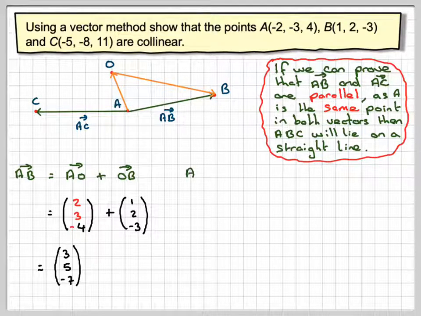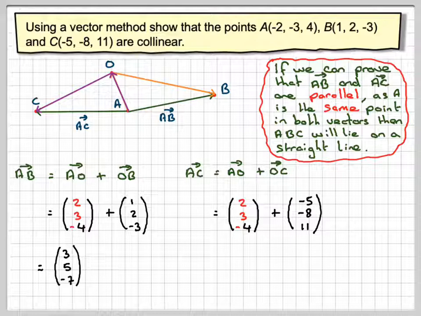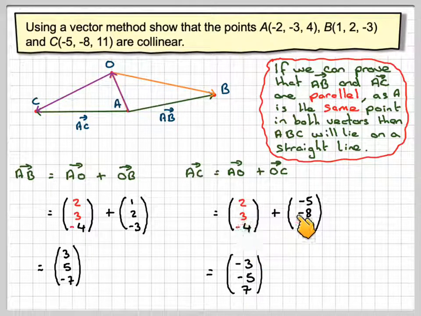And then I've now got to find the vector AC, this vector here, and I'll do that by doing AO, so again against the sign of that one, plus OC. So that will be 2, 3, -4, changing the sign of these, and then going with the sign of this one, -5, -8, 11, which is going to give me -3, -5, 7. So it's 2 plus -5, 3 plus -8, -4 plus 11.